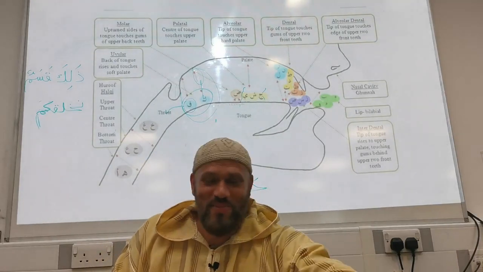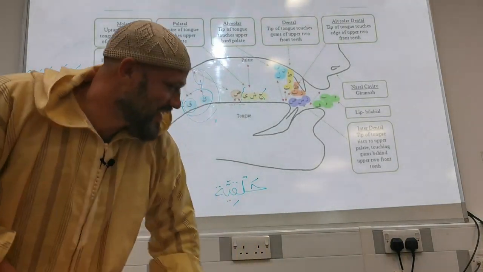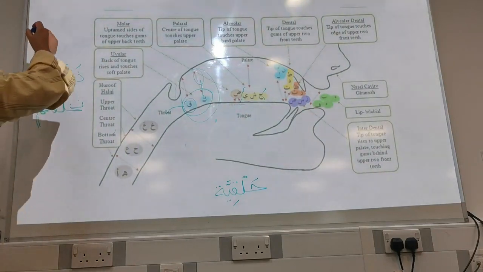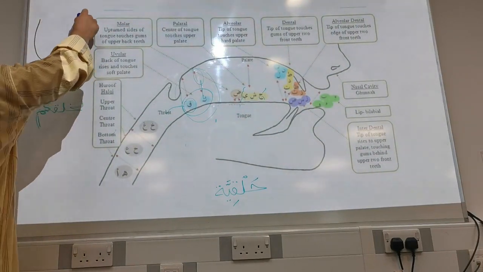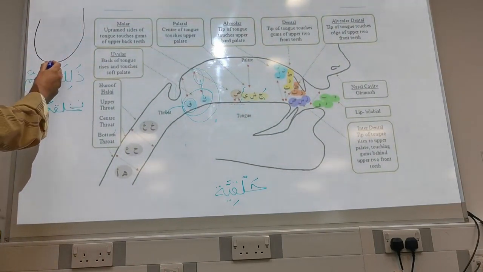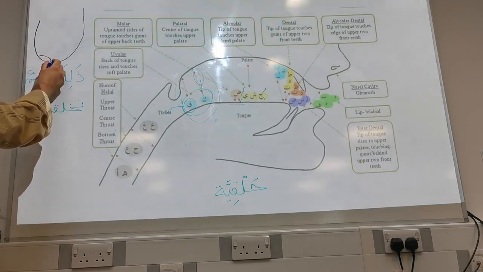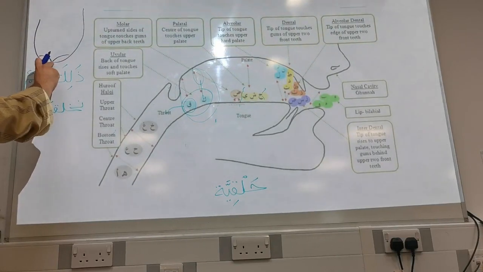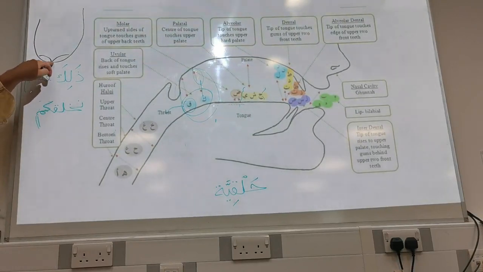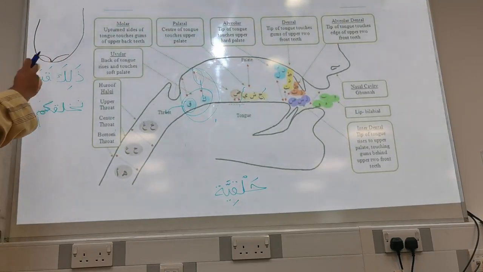Okay, that doesn't make sense when I listen to myself. It doesn't matter. So if this would be a tongue, then this part here would be for the Laam. Not the tip of the tongue. This would be the exact tip of the tongue. And this here is the side of the tip of the tongue.